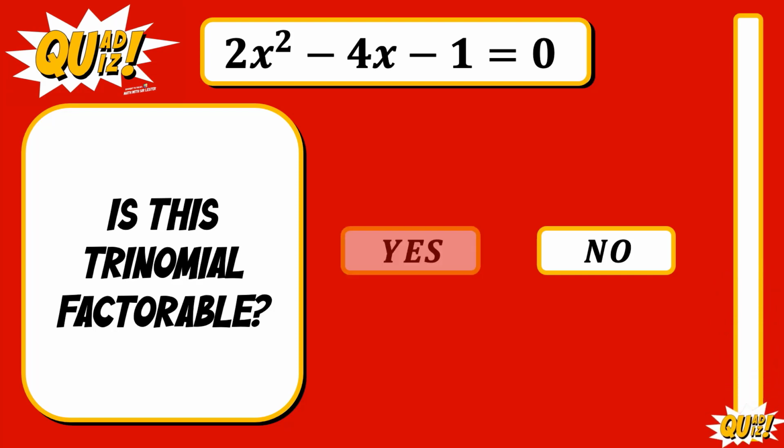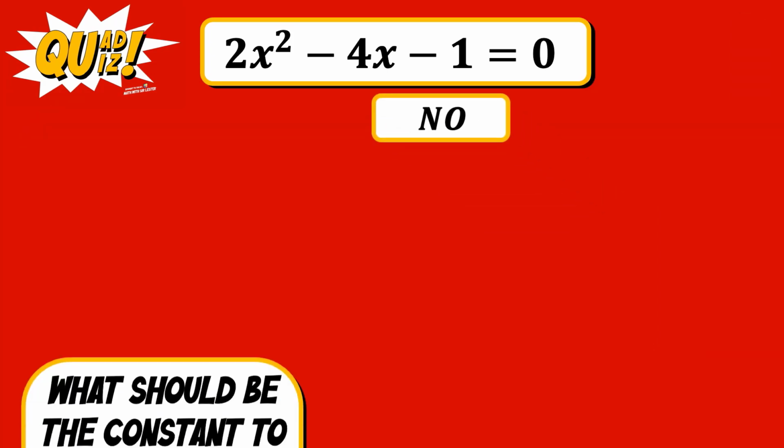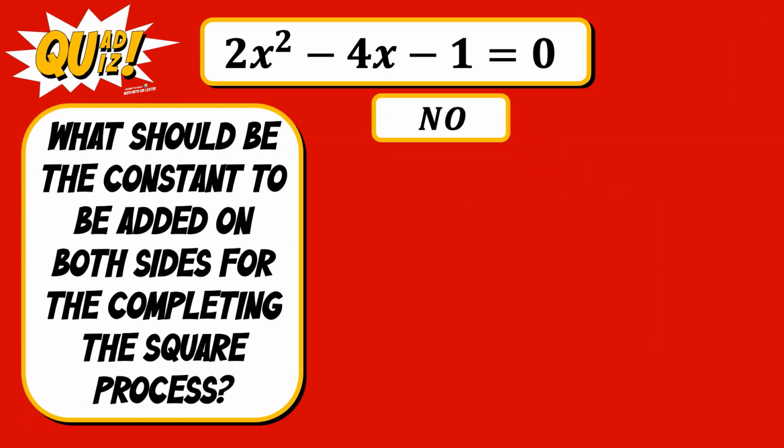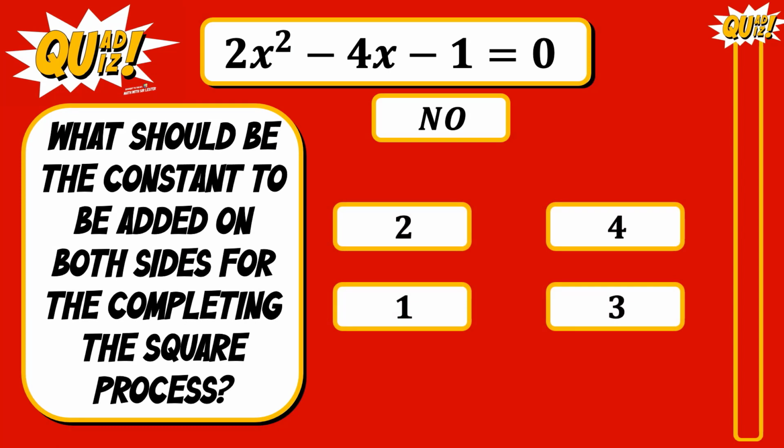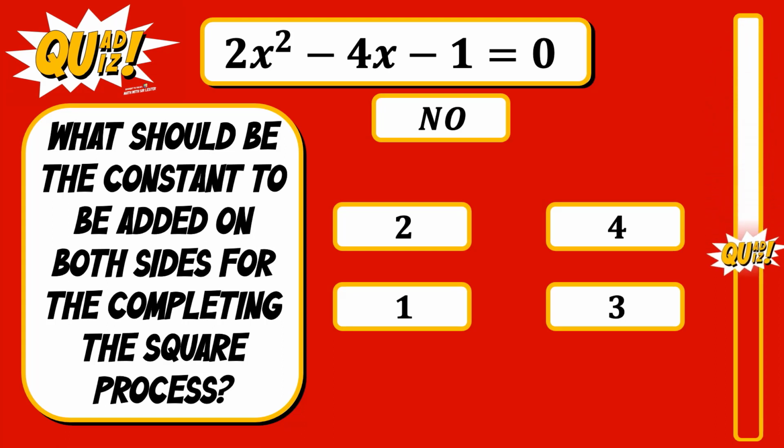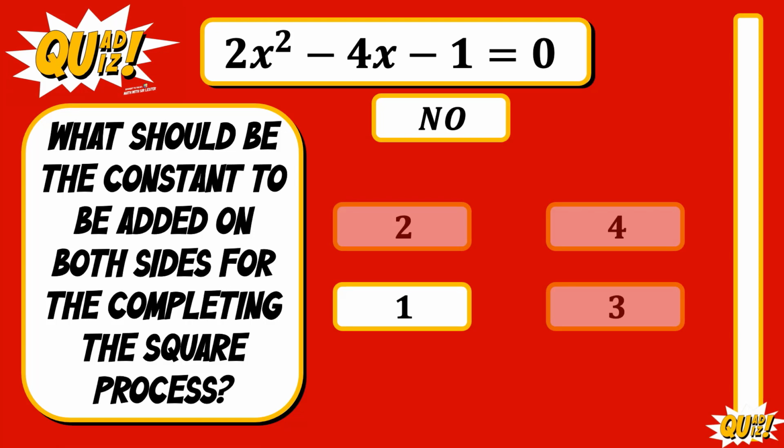The answer is no. Now that we know that it's not factorable, what should be the constant to be added in both sides for the completing the square process? The value we're looking for is 1.